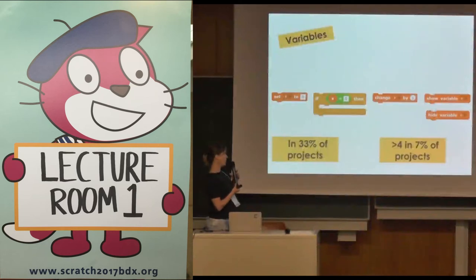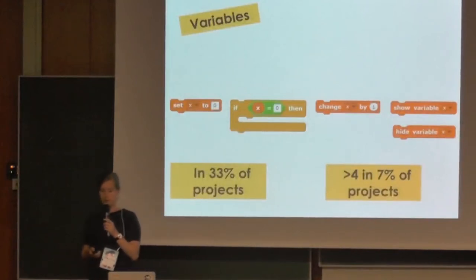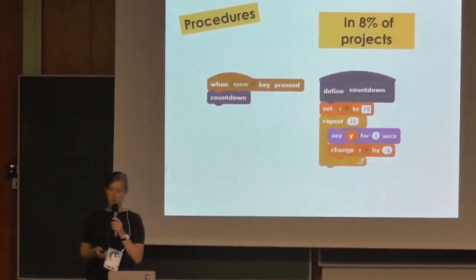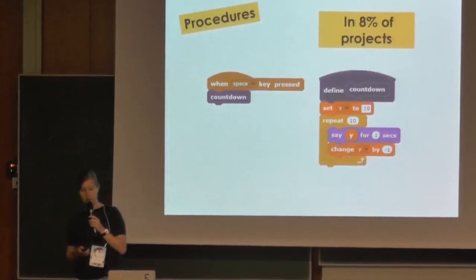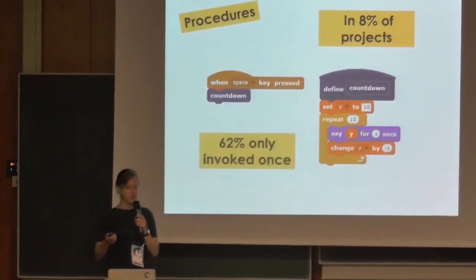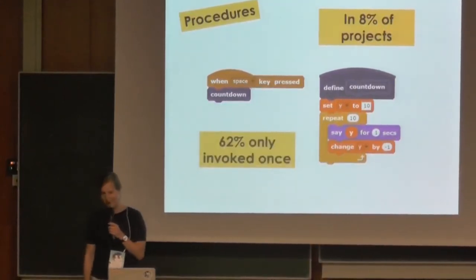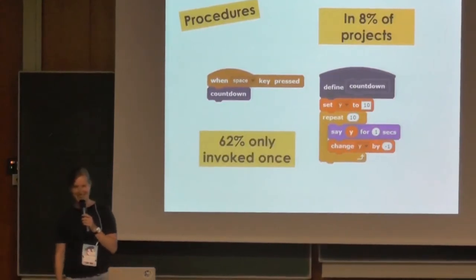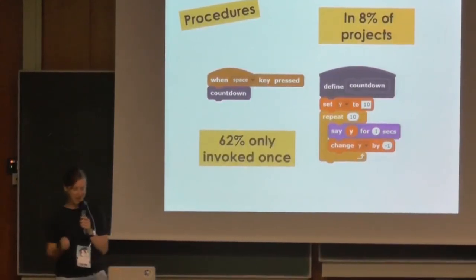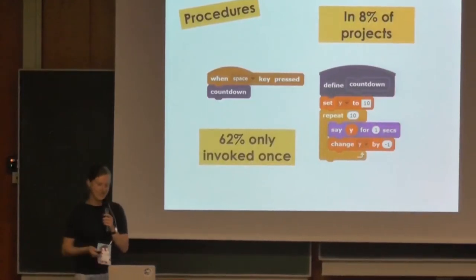That common, only 1 in 3 projects uses a variable, and the use of many variables is very rare. Only 7% uses more than 4. Procedures aren't common either. Only 8% of projects use a procedure. And what's very interesting for the people from the software engineering community is that 62% of the procedures is only invoked once. So we can't really say that kids do reuse. There's definitely an opportunity here for some learning materials into teaching kids reuse.